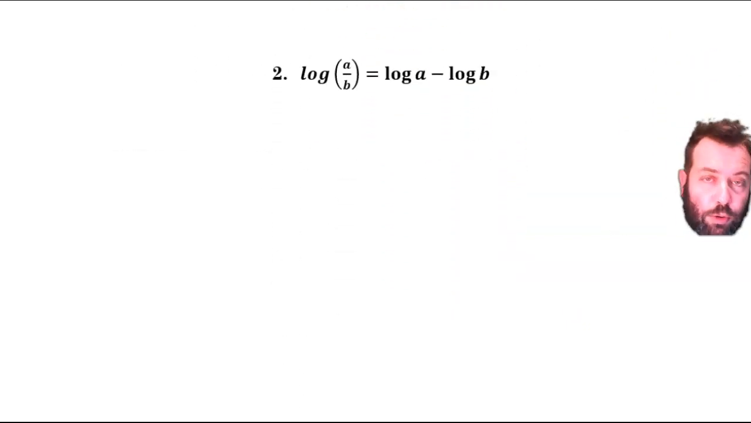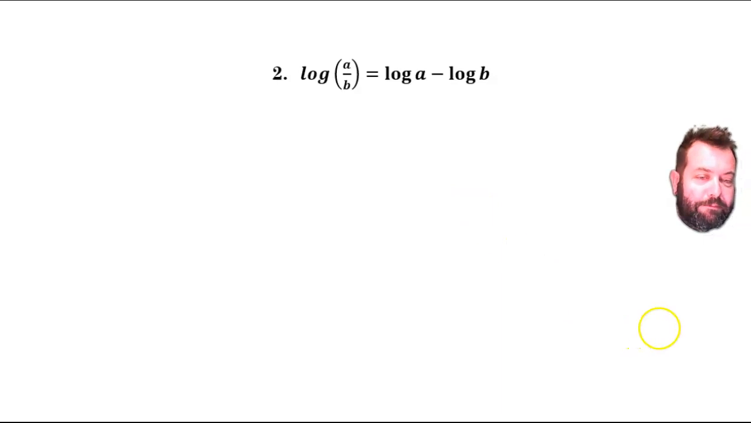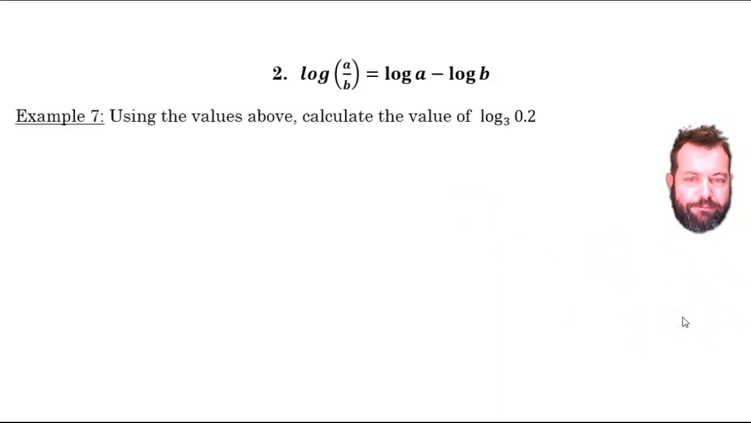Our second law. If the log of A times B is equal to the log of A plus the log of B, the log of A over B, or A divided by B, perhaps we might reason is the log of A minus the log of B. And as an example, again using these values that we had, evaluate the log base 3 of 0.2.